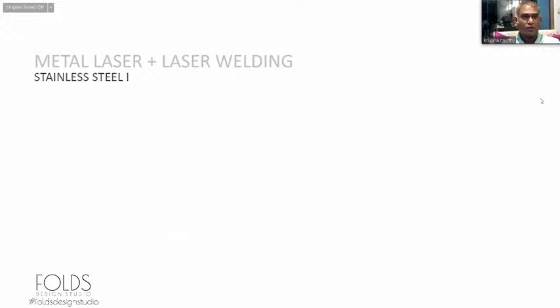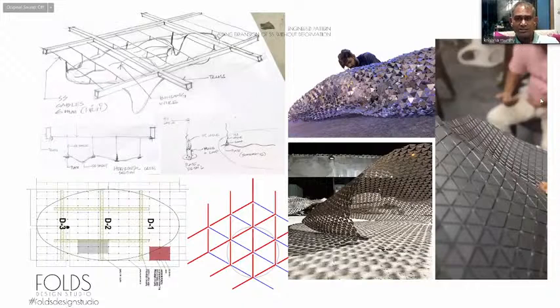Now we're going to talk about how metal laser welding is used on an SS metal structure. This is an installation that we did for Decode just before COVID. This was at Worli. Here we wanted to expand steel in such a way that it covers 3,000 square feet of area. So the methods were different.